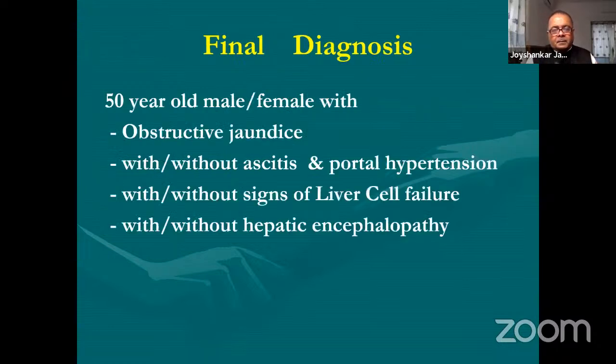For example, this is a statement: 50 years old lady or a male with obstructive jaundice, with or without signs of portal hypertension and ascites, with and without signs of liver cell failure, with and without signs of hepatic encephalopathy. So if the patient has obstructive jaundice with ascites and portal hypertension, you can say 50 years old patient with obstructive jaundice with ascites and portal hypertension, without signs of liver cell failure and hepatic encephalopathy. So likewise, this is a complete statement for a final diagnosis.